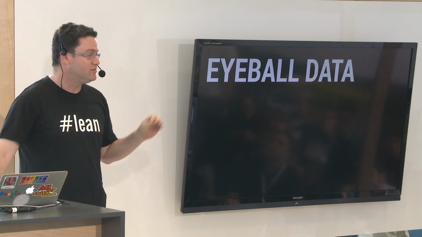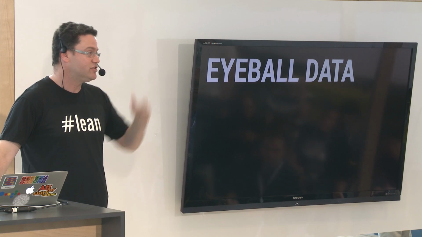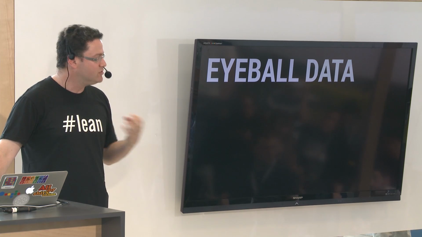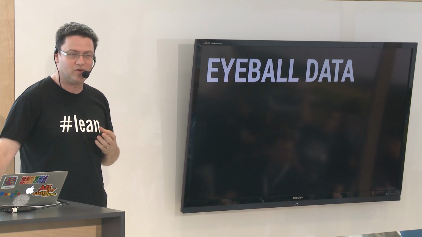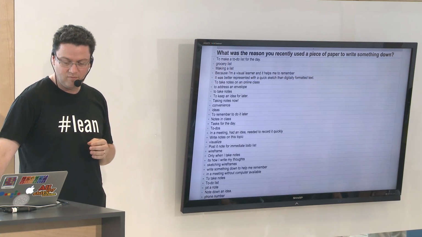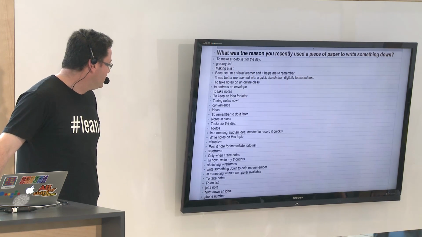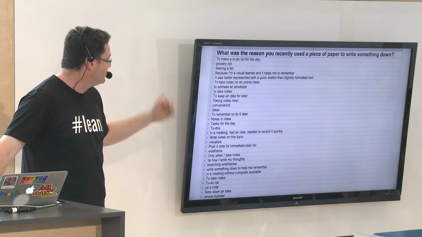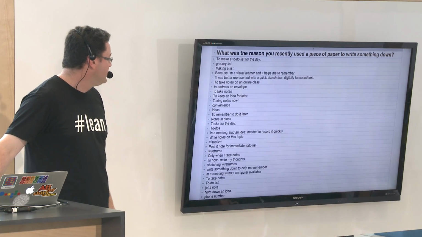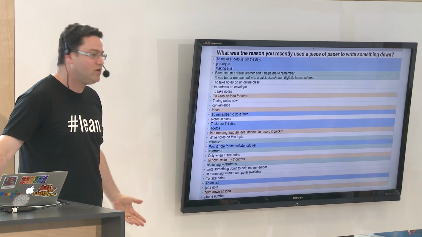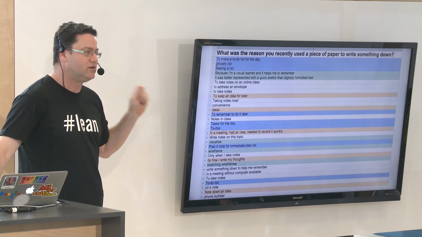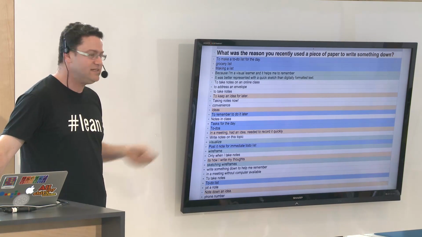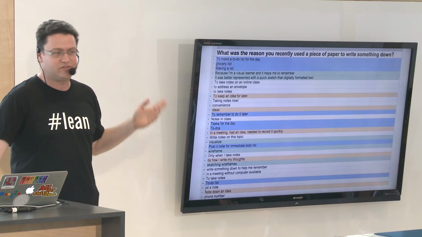Another way of doing that is what's called eyeballing the data. Just reading the responses gives you a lot of information and understanding about what happened there. This is an example. These are responses to this question: what was the reason you recently used a piece of paper to write something down? And this is how you very quickly eyeball the data into groups. Some people are making lists, some people are writing ideas, some people are sketching stuff.